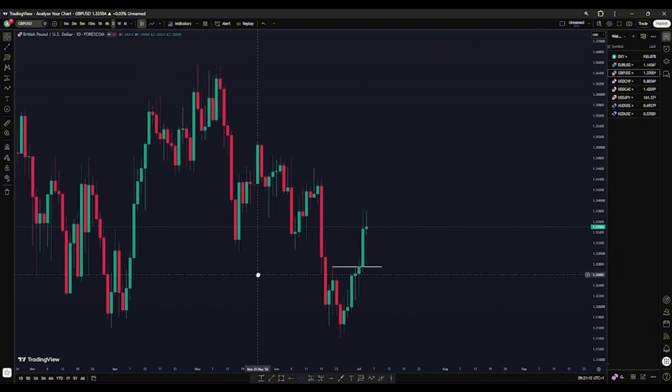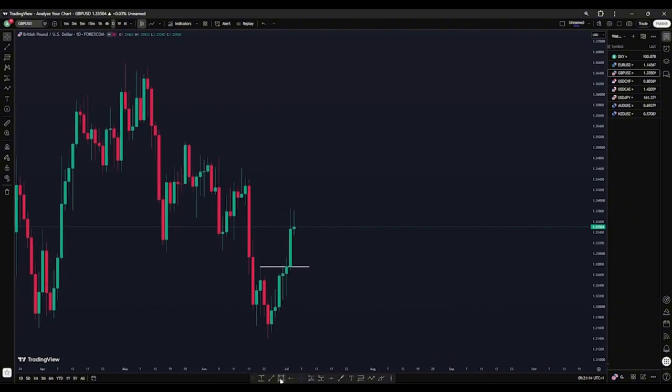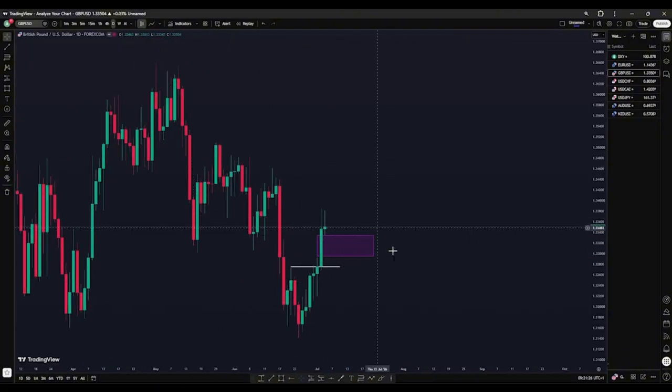So what are my expectations? If you look closely here, you can see that we have a fair value gap here. Let me mark that out for you. So we have this fair value gap, right? This is the first point of interest we have here. And what are my expectations? I want price to retrace into this fair value gap before we start pushing higher.